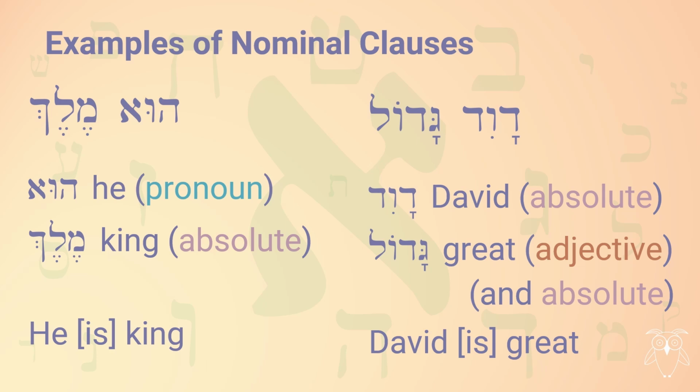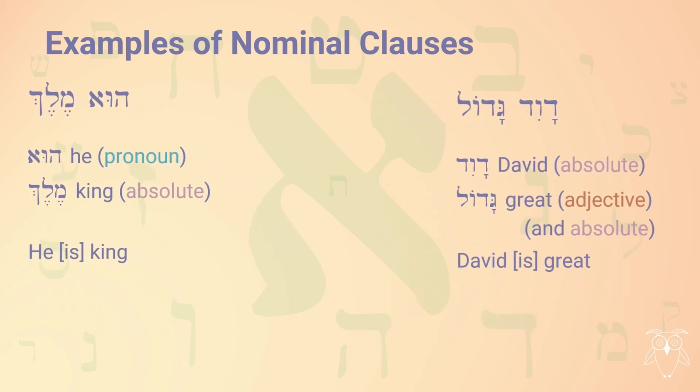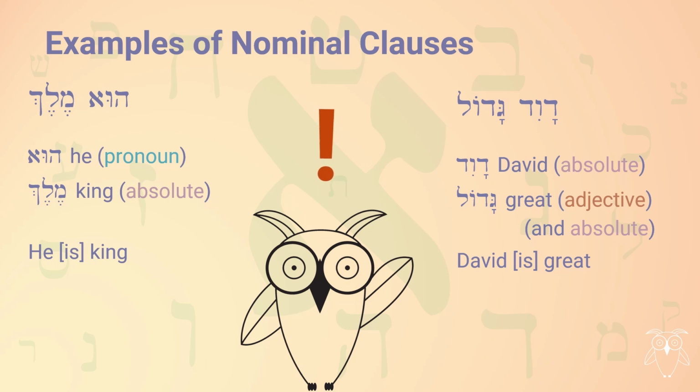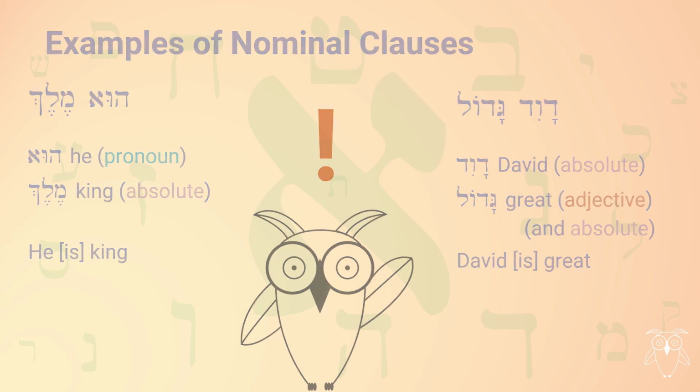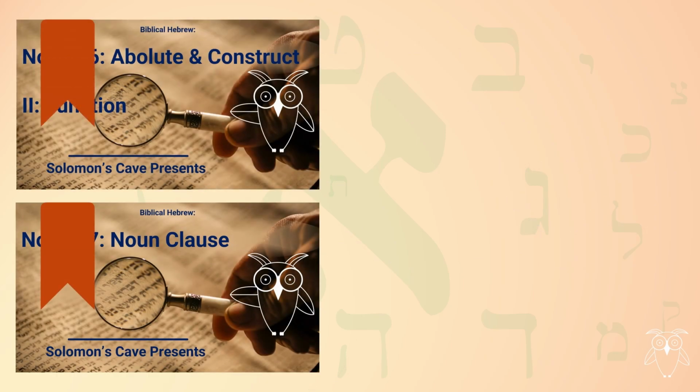As you can see, the basic concept that two absolute nouns next to each other forms a nominative clause, or noun clause, where you add the word "is" in translation, is very important when thinking about how to understand clauses and whole sentences. And this is why I suggest you bookmark this video, as well as the previous one about the function of construct and absolute nouns, as these concepts will come back again and again in Hebrew grammar.